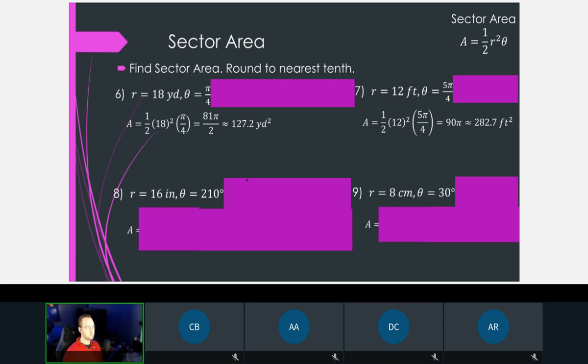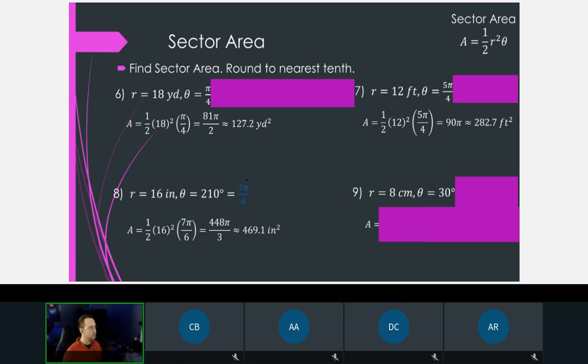All right, 469.1. And all of us converted it into radians. We learned our lesson. We are quick learners here. And then that's how you got the answer. And number 9, what did everyone get for the final answer? 16.8. Lots of 16.8s. Centimeters squared or square centimeters.